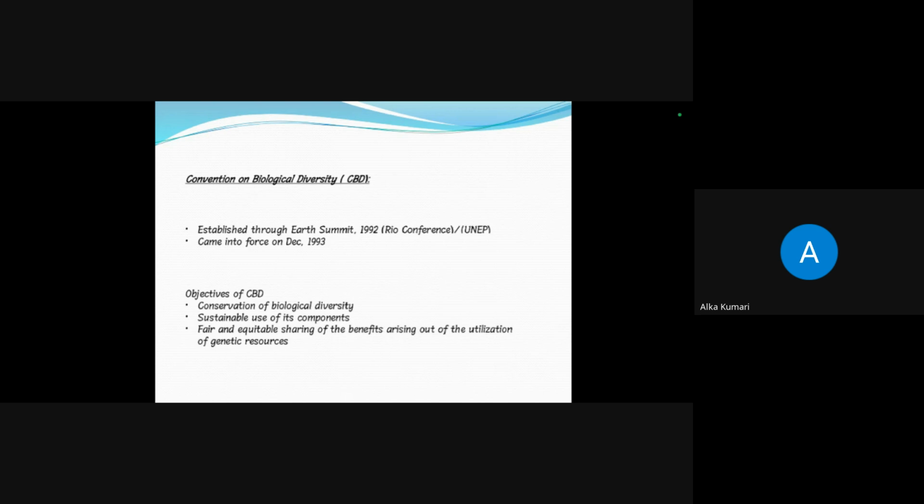So what are the basic objectives of this Convention on Biological Diversity? The first is conservation of biological diversity. The second is sustainable use of its components. The third is fair and equitable sharing of the benefits arising out of the utilization of genetic resources. So these are the three main objectives of the Convention on Biological Diversity.